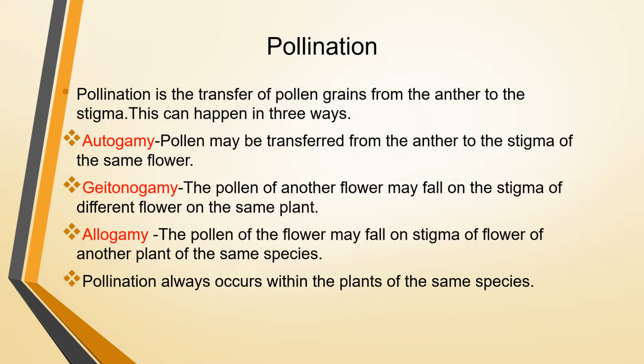Now in this slide, we are going to discuss what is pollination. Pollination is the transfer of the pollen grains from the anther to the stigma, and this can happen mainly in three ways. Now let us first discuss what is anther and stigma. We all know that anther is the male part where the pollen grains are produced, and it is carried to the female part or the stigma. So this is the female part. So pollination is the transfer of pollen grains from the male part to the female part, or the stigma, of the flower.